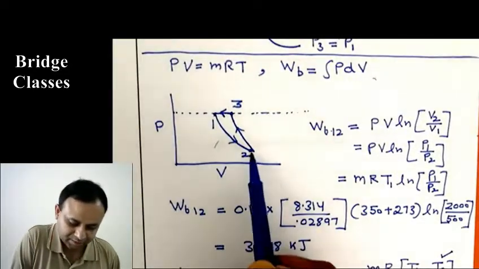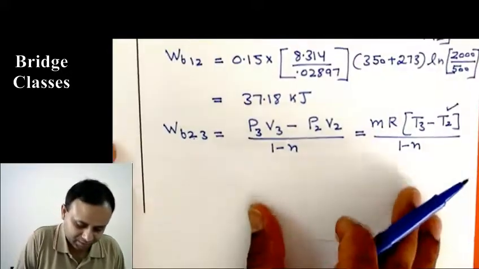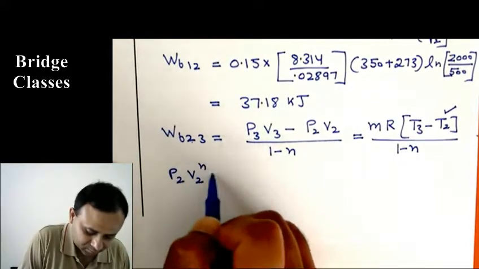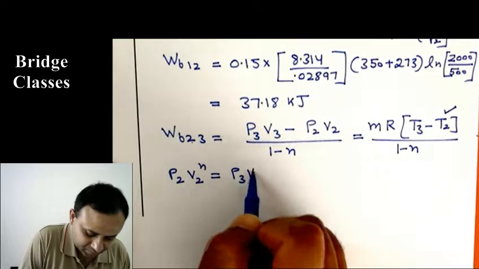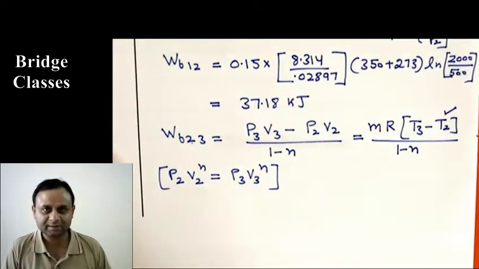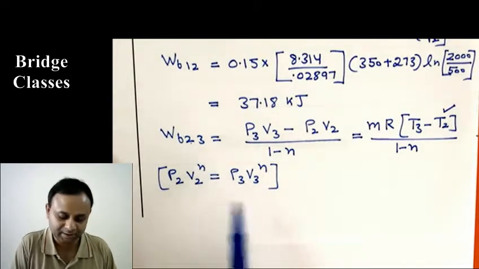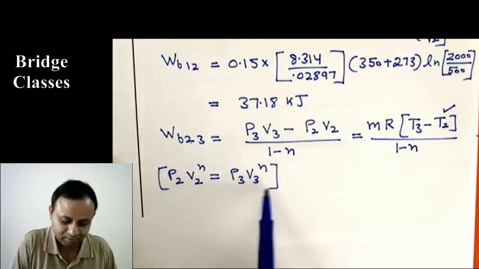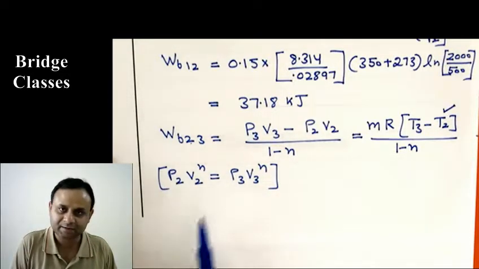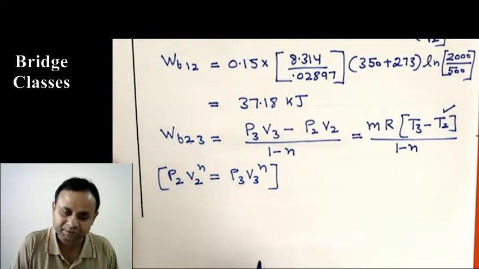You see, the process from 2 to 3 is polytropic. So what you have is P2 V2^n = P3 V3^n. That is the process. And it is also an ideal gas. For an ideal gas and polytropic process, I told you there are equivalent equations in terms of pressure and temperature and volume. So we can use the equation which is in terms of pressure and temperature.